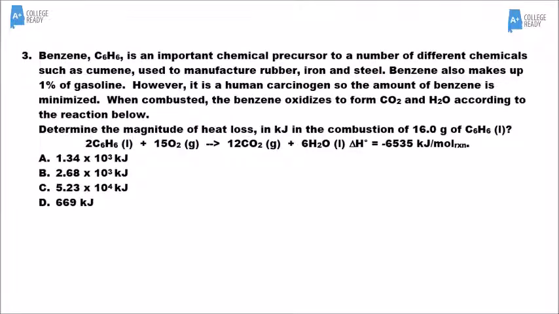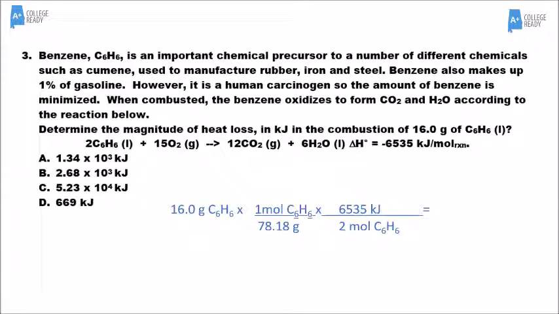In number 3, you start off with a lot of reading that may or may not have to do with the question. And actually it has little to do with the question. But again, this is stoichiometry. The only difference here is that first you have to change from grams to moles and then use the balanced equation. So the setup looks like this. You're going from 16 grams and using the molar mass of 78.18 and then using the information from the balanced equation to generate an answer.